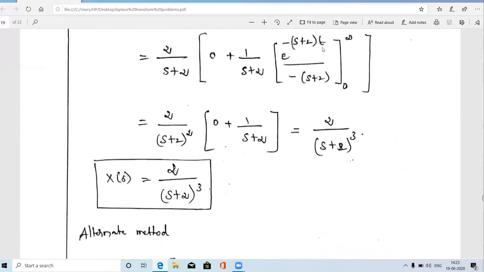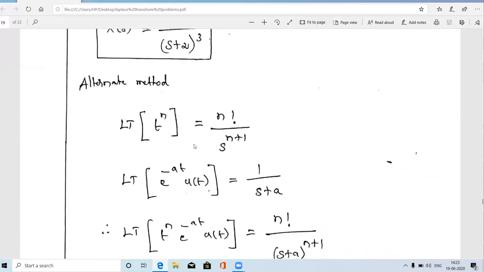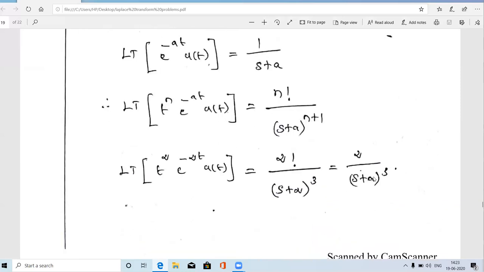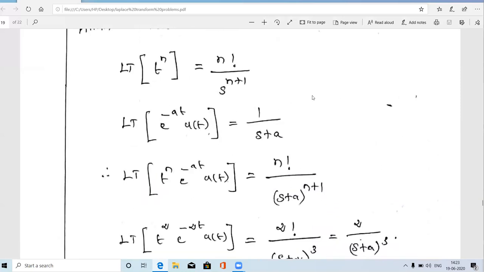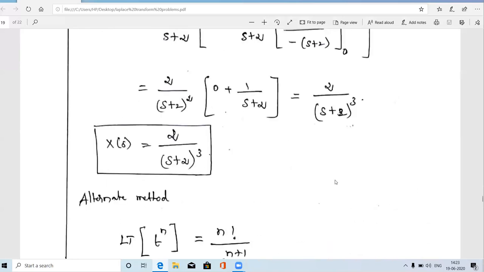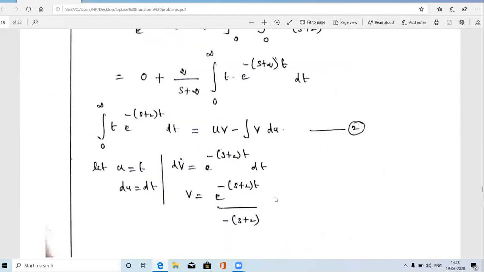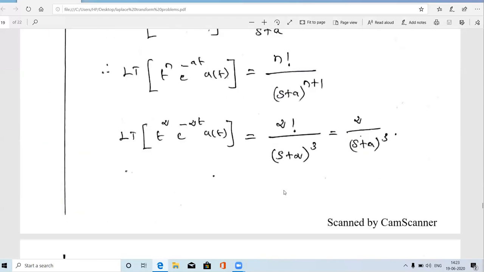In the UDV method also we will get the same answer, but this is the shortest method to find it. If this question is asked for 2 marks, you solve in this manner. If the same question is asked for 8 marks, you solve in the expanded procedure. So you just remember: for t power n e power minus at u of t, the Laplace transform answer is n factorial by (s plus a) to the power n plus 1. You should remember this standard answer.